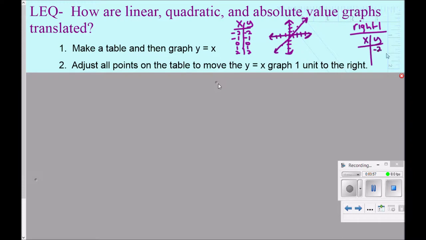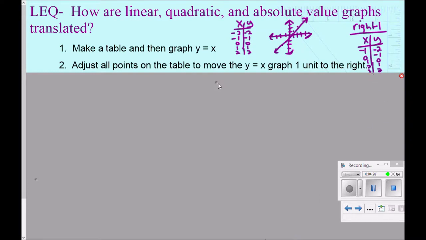So I'm just going to copy the -2, -1, 0, 1, 2 that we previously had. So then I'm going to adjust the x values to move them 1 to the right. Well, 1 to the right means the x value would increase by 1. So I'm going to add -2 plus 1, and that gives me -1. -1 plus 1 gives me 0. 0 plus 1 gives me 1. 1 plus 1 gives me 2, and 2 plus 1 gives me 3.